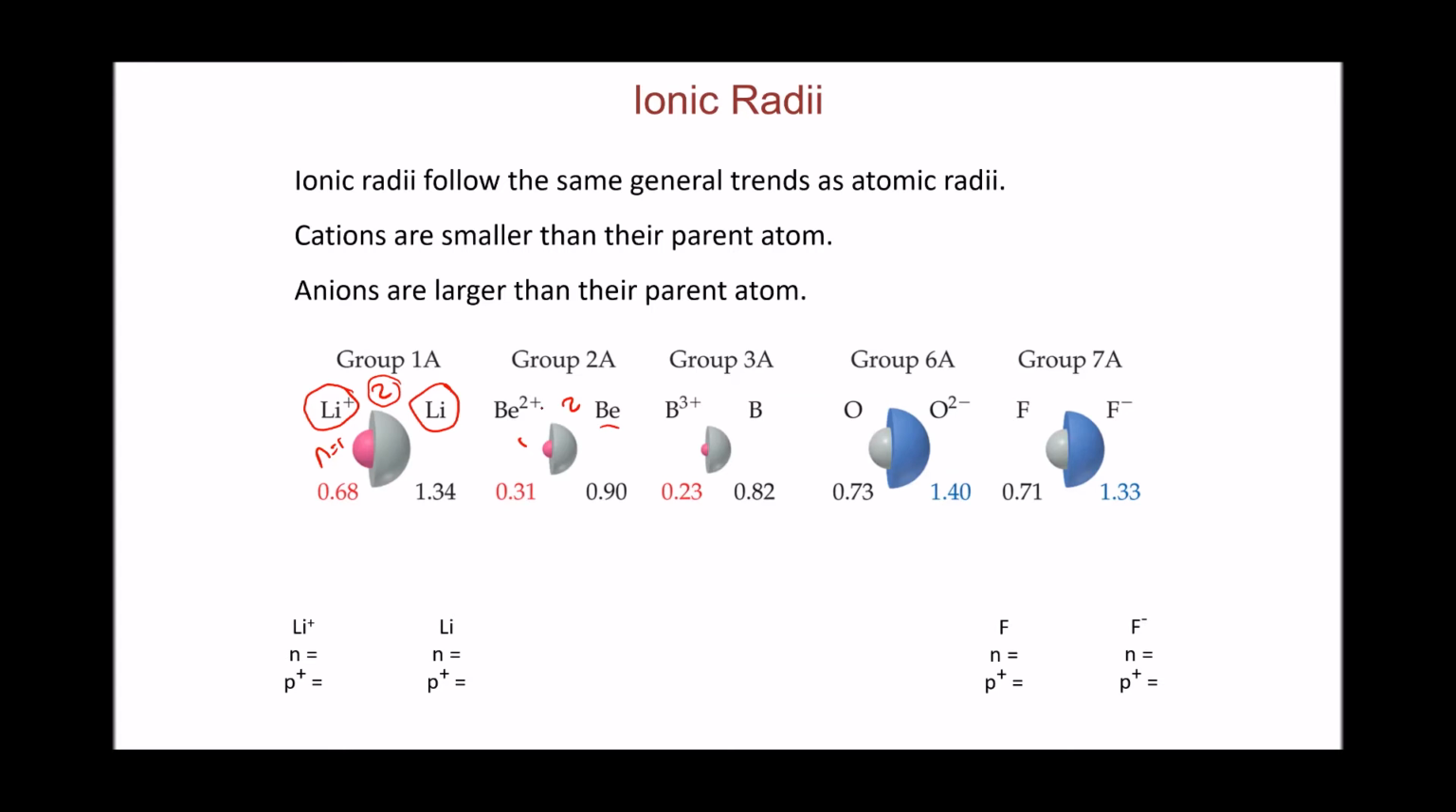And the cation gets even smaller because the electrons in energy level 1 now feel much stronger attraction from the nucleus due to the extra charge on the nucleus. Okay, so in general, all the cations are much smaller than their parent atoms.